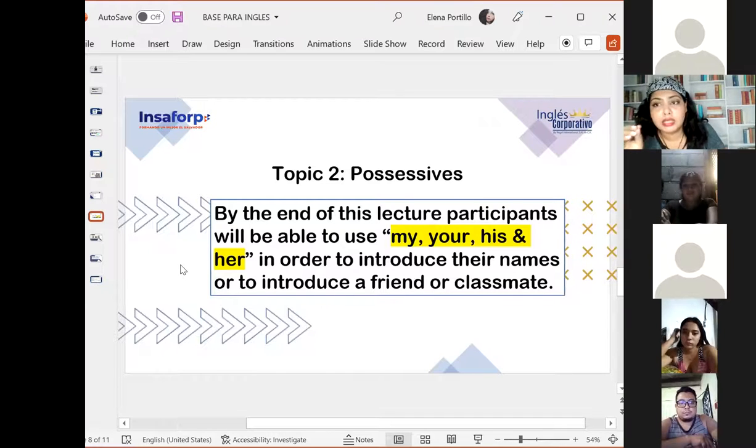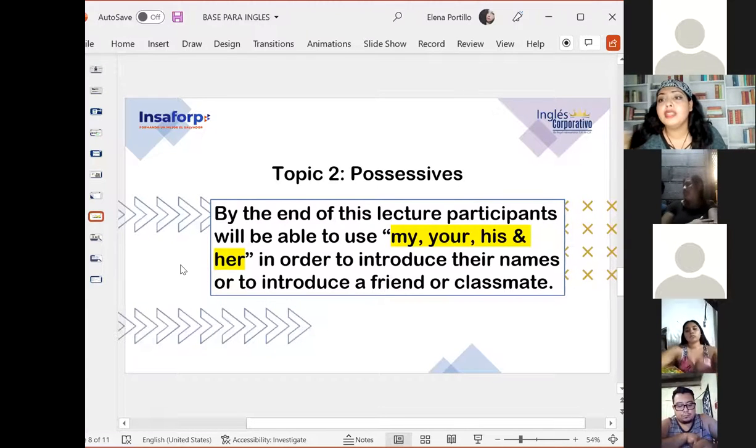Vamos a utilizar estos posesivos para presentar o decir nuestros nombres, para presentar a un amigo o a un compañero. So, en este caso, estos posesivos, estos possessive pronouns, we are going to use it to introduce. Lo vamos a utilizar para presentar my, your, his, and her. Cuando estamos presentando a un grupo de amigos, ¿verdad?